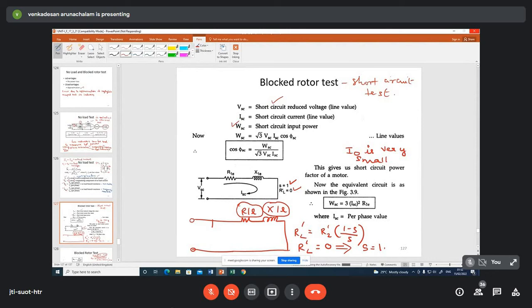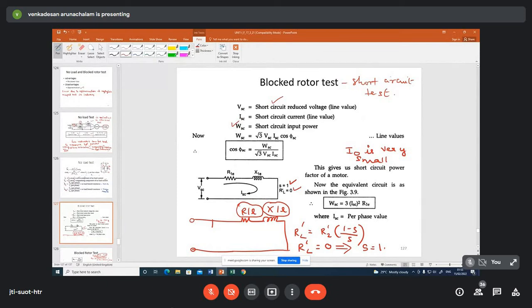And what is the equivalent circuit I will get for the blocked rotor test? The shunt parameter is not having effect here. Only the series parameters R1E and X1E will be having significance. So that is what the circuit diagram shows. Please take the approximate equivalent circuit referred to the stator side. R1E is the equivalent resistance referred to the stator side, and X1E is the equivalent reactance referred to the stator side. So now we need to find R1E and X1E.